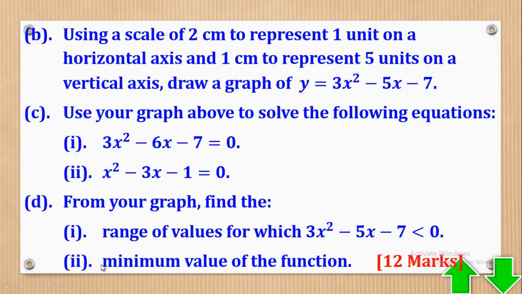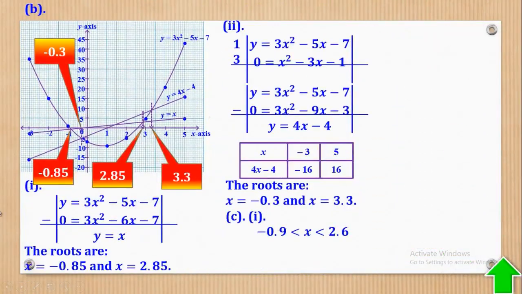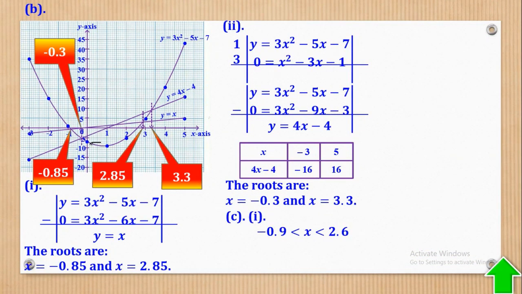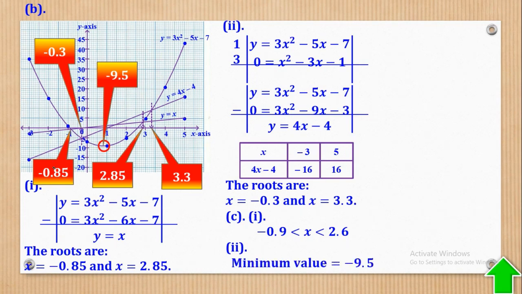Then (ii), they say the minimum value of the function. So that means that we shall come here and look at the minimum value along this point where the curve turns about, or the turning point of the curve. So that minimum point we shall read off, and it will be negative 9.5. So we shall say that the minimum value is negative 9.5.